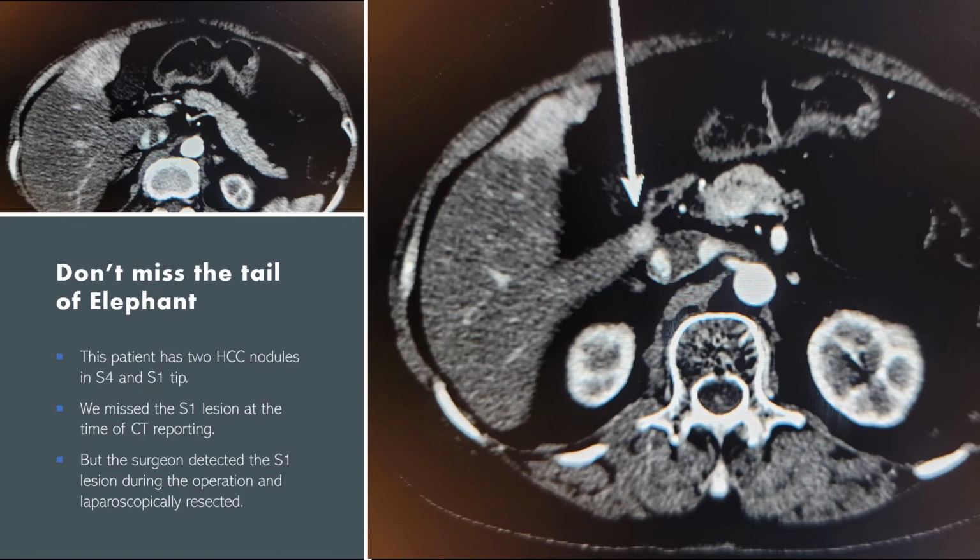Here is a good example. This patient has two HCC nodules in segment 4 and segment 1 tip. Unfortunately, we missed the S1 tiny lesion at the time of CT reporting. However, our surgeon detected the S1 tiny lesion during the operation and laparoscopically resected it.